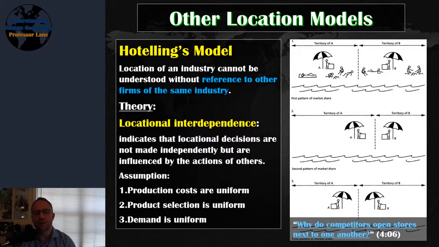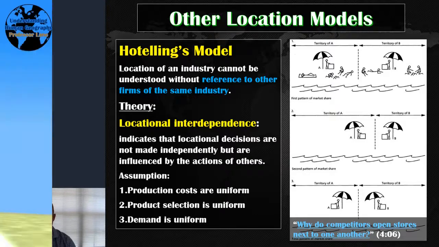1. Production costs are uniform. 2. Product selection is uniform. And 3. Demand is uniform. These assumptions make the model difficult to apply to the real world, but Hotelling's theory provides some explanation of locational interdependence of certain businesses. So let's take a minute to watch this short clip explaining the Hotelling model.